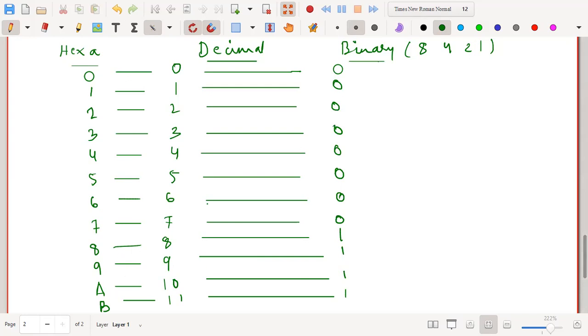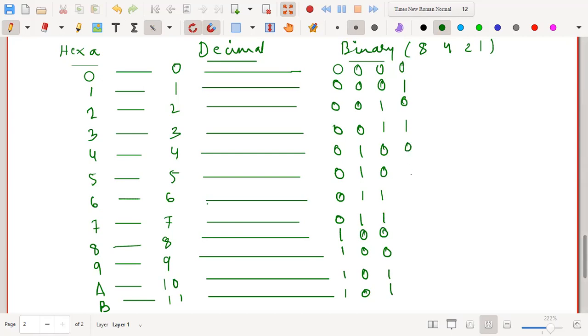Okay, now 8, and again 4 zeros, then 4 ones, so you have 4 zeros, 1 2 3 4. And now 2 zeros and 2 ones, again 2 zeros and 2 ones. Now again you have 2 zeros and 2 ones. Now alternately 0 and 1 are placed like this: 0 1 0 1 0 1 0 1.